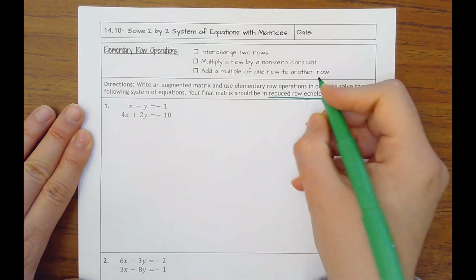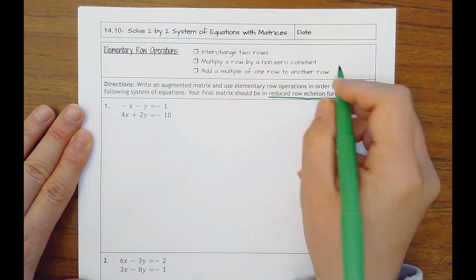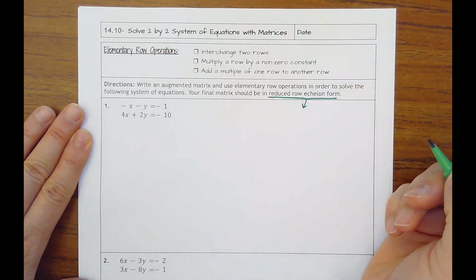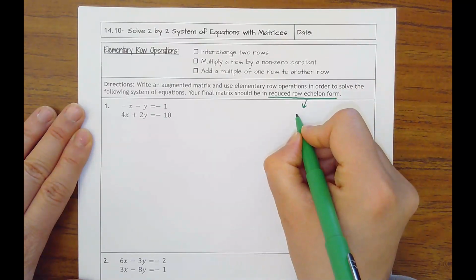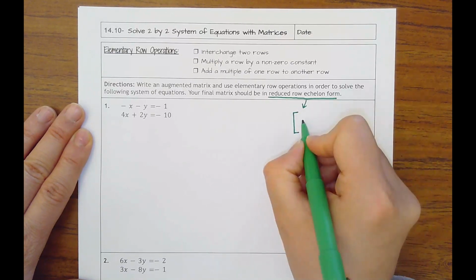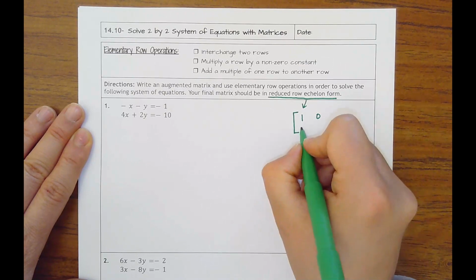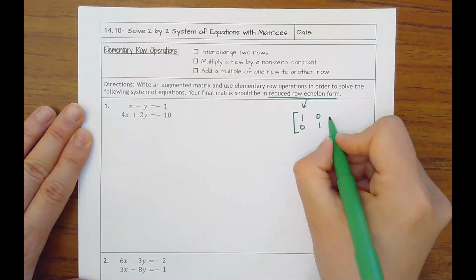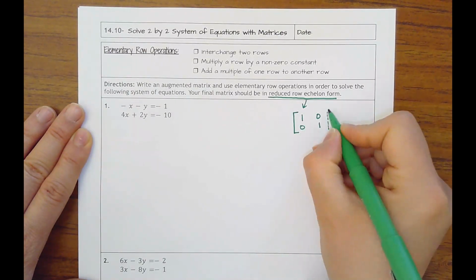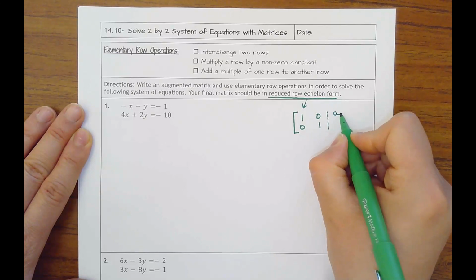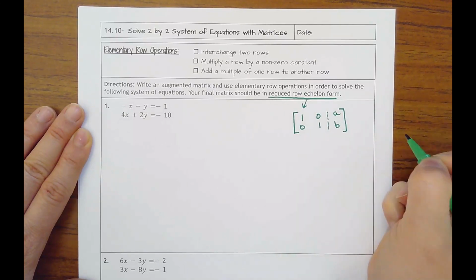So let's talk about what this is. Reduced row echelon form is going to look a certain way, and that's how we're going to know we're finished. The way that it looks is it's going to be a 1, and then a 0, and then a 1. Then we're going to have the line in between, and I'm just going to say A and B. So let's think about what this means.